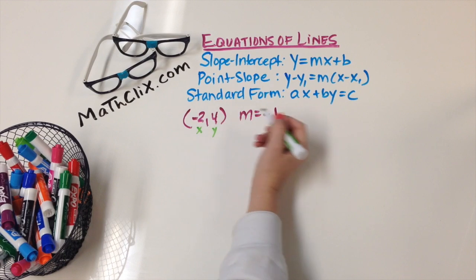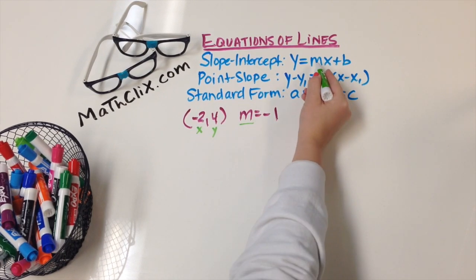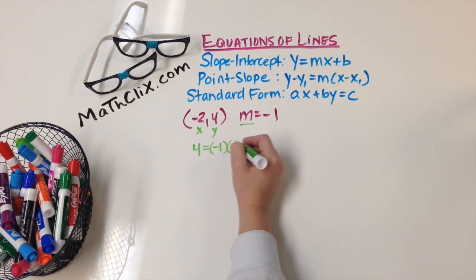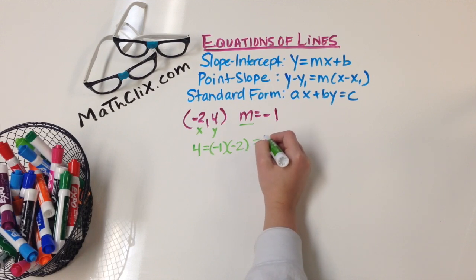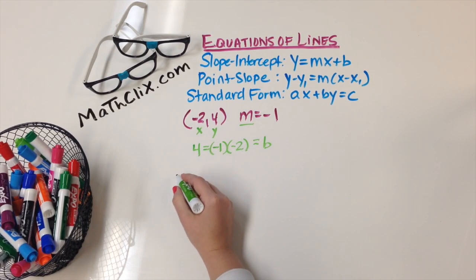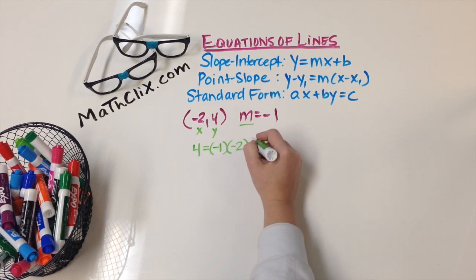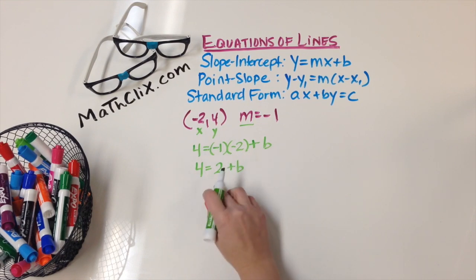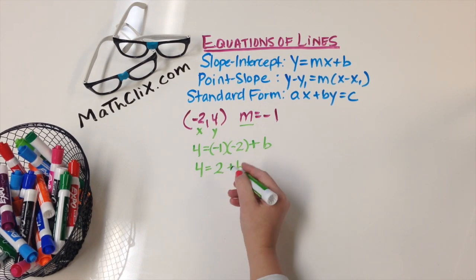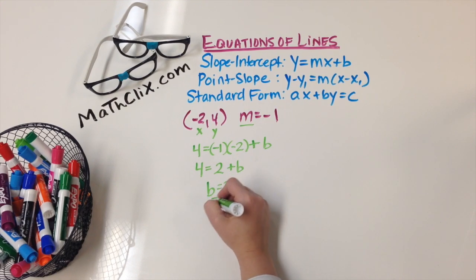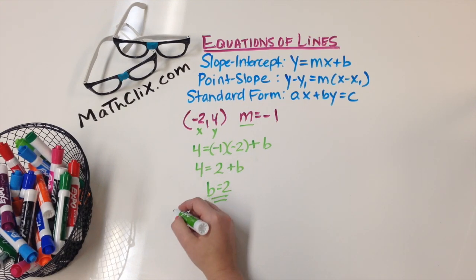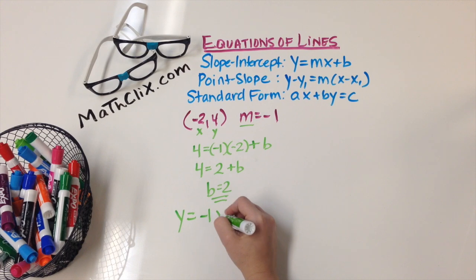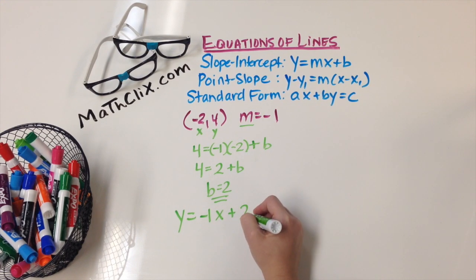So if we're going to do the first version, which is slope-intercept, you're going to substitute in this for your x, this for your y, and that will be your slope, your m. So you'll have 4 equals -1 times -2 plus b. You'll then solve for b. So 4 equals +2 plus b, and when you subtract 2, you'll see that b will then be equal to 2. So when you write your equation, you write y equals mx plus b, well m is -1, x plus b, which is 2.